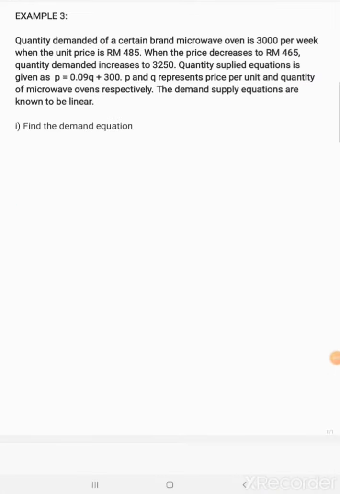Number 3: the quantity demanded of a certain brand of microwave oven is 3,000 per week when the unit price is RM485. When the price decreases to RM465, the quantity demanded increases to 3,250. The quantity supply equation is given as P equals 0.09Q plus 300, where P and Q represent the price per unit and quantity of microwave ovens respectively. The demand and supply equations are known to be linear. Question number 1, find the demand equation.